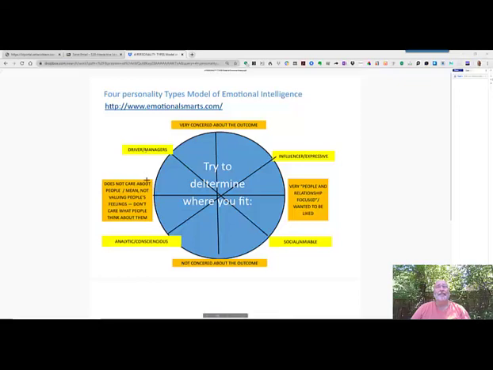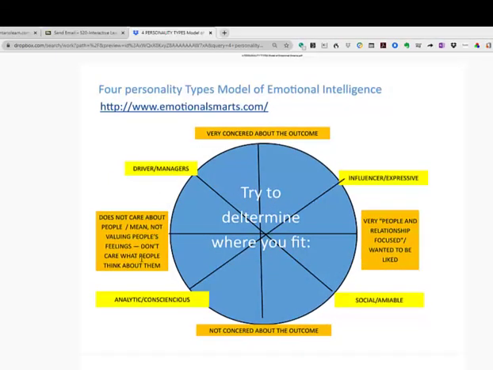They may be people who don't really care that much about people. They don't value feelings. They're kind of hard case people. They just want to deal with the facts. So for example, an engineer building a bridge or an accountant balancing the income taxes, you want them to be very analytic, conscientious, and very focused on getting everything done right.